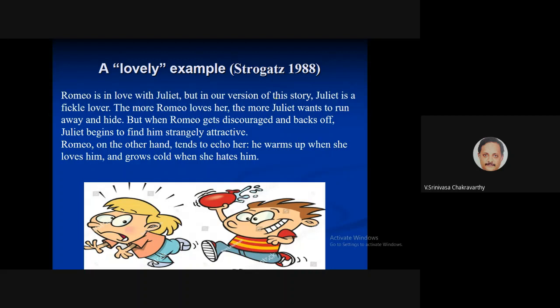Romeo, on the other hand, is a very simplistic guy, right? Juliet is more complicated, but Romeo is pretty straightforward. Romeo tends to echo her. He warms up when she loves him, and he grows cold when she hates him. So it's very simple. So how will you describe their fate? How do you describe their romantic dynamics?